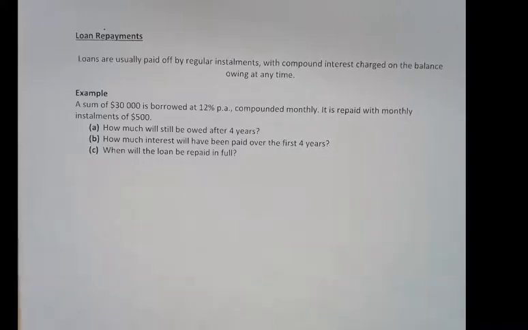So let's have a look at our first example, which says a sum of $30,000 is borrowed at 12% per annum compounded monthly, and it's repaid with monthly installments of $500. So part A of our question asks us how much will still be owed after 4 years. So we're going to develop this geometric series to solve this problem.